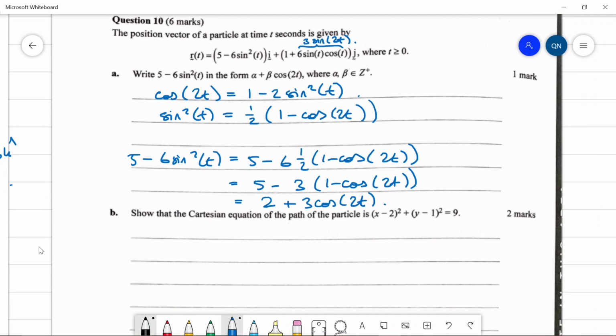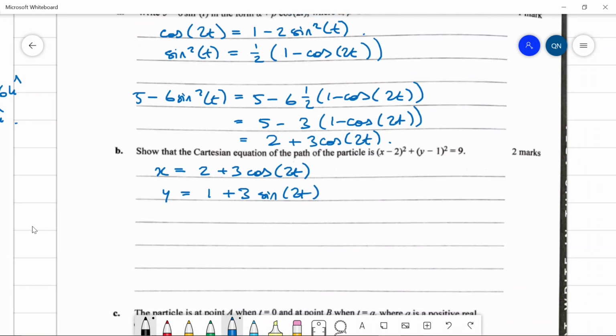So let's write down the equation. We have x first of all, that's the i component. So x is equal to 2 plus 3 cosine of 2t. And then the y component is simply going to be 1 plus 3 times the sine of 2t. So we've got the same amplitude over here, so we're going to get a circle, which is what we're expecting.